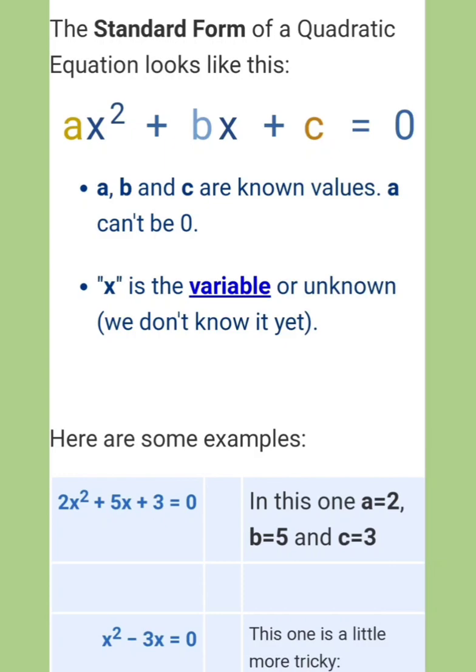And another equation I consider as an example, x square minus 3x is equal to 0. Here you can factorize as x into x minus 3. So it is very tricky. x is equal to 0 and x is equal to 3, two solutions you are getting.